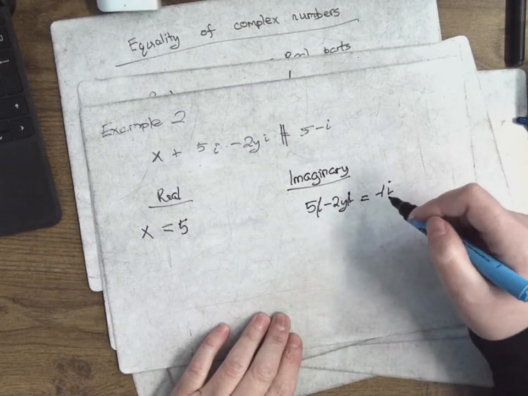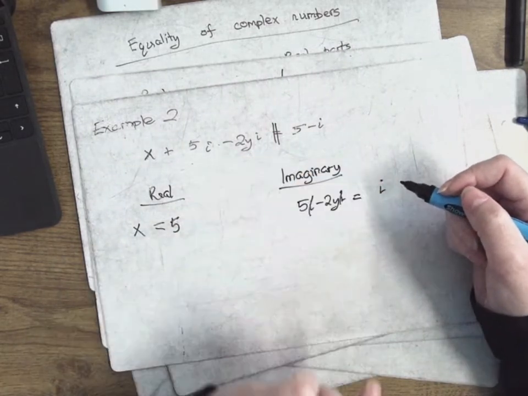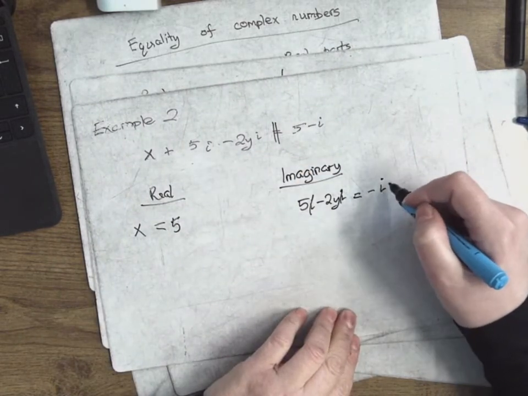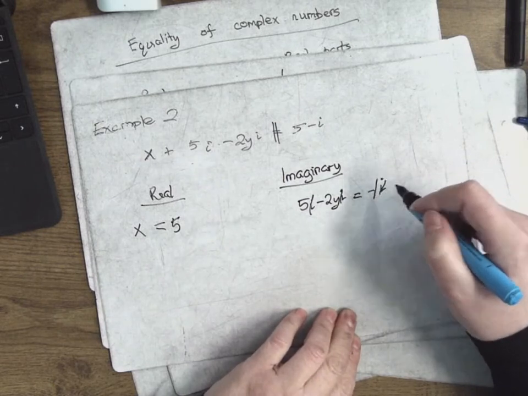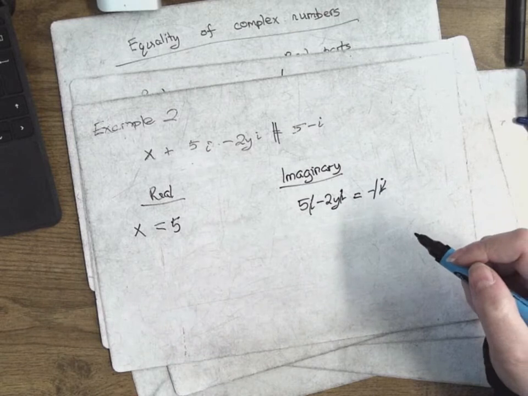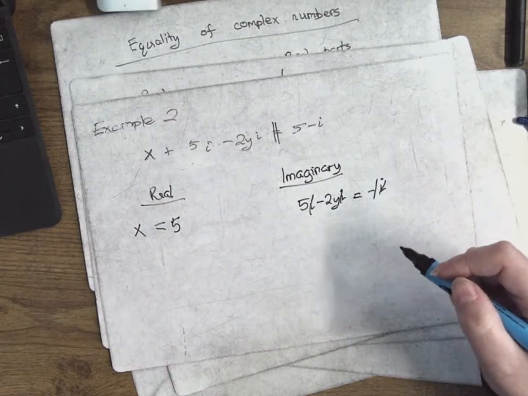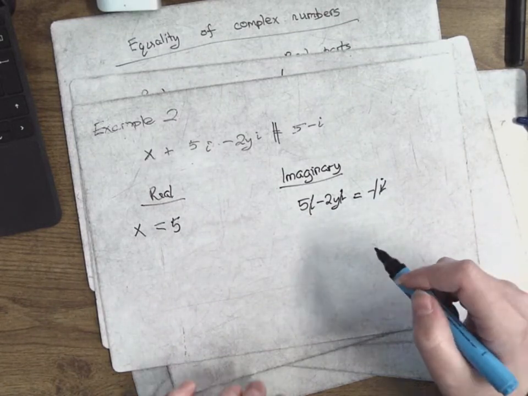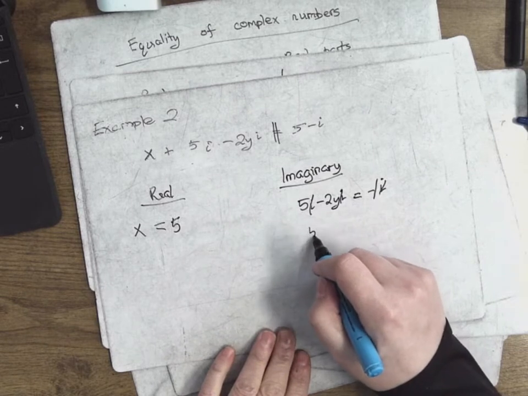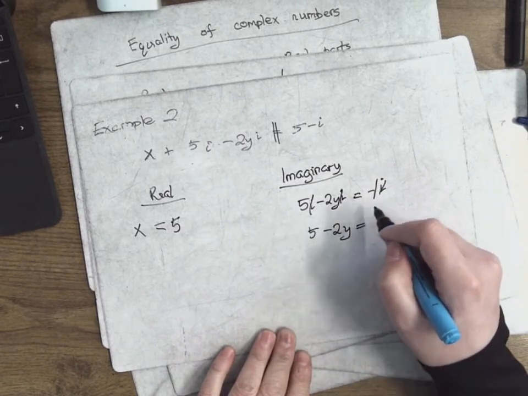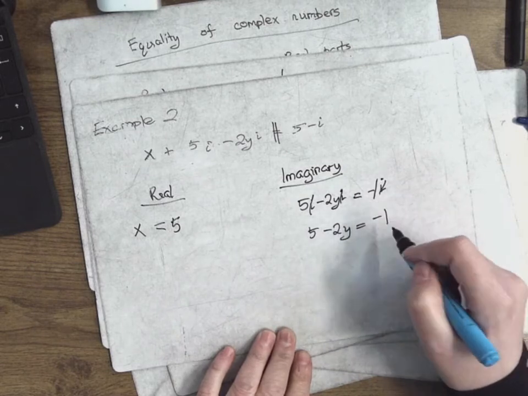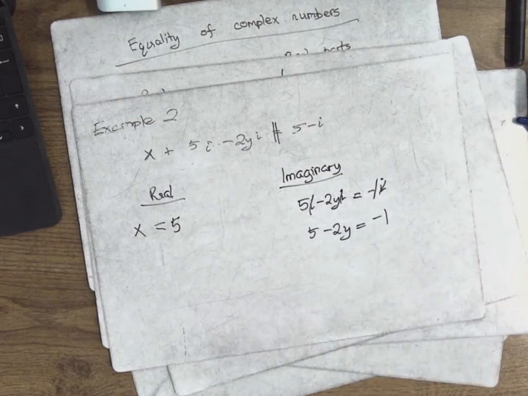Good, good girl, well done. Right, you can't just knock off that i. There's a minus 1 understood to be in front of it, isn't it? So when you knock off the i, there's actually a minus 1 there. That was what I was hoping you'd miss, but you didn't. So you go 5 minus 2y equals minus 1. I'm not done yet.